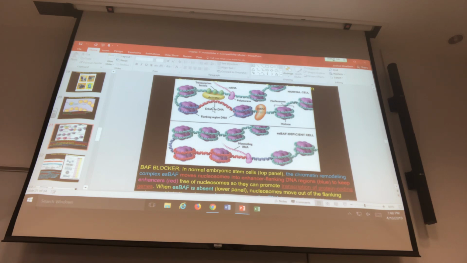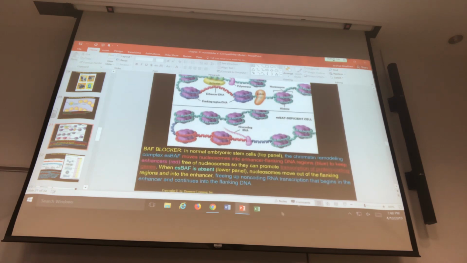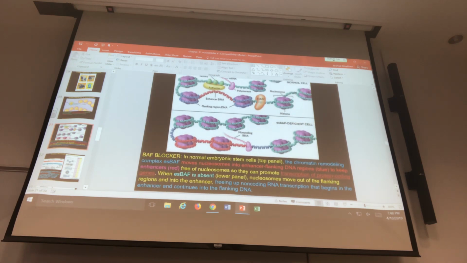Okay? What a BAF blocker does is that it inhibits this ESBAF protein, so it can't shift around the nucleosomes. If it is unable to shift around the nucleosomes, this enhancer, look at that, is still wrapped around the histone protein, shutting off the expression of whatever gene that it is matched to. Okay? And that's described here and illustrated up here.